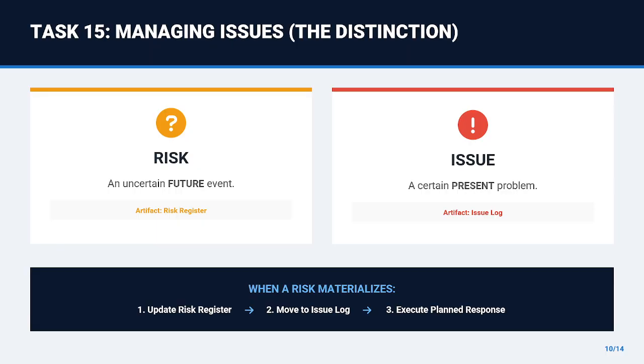Task 15 is managing issues. Pay close attention to the visual. The exam will try to trick you by confusing risks and issues. A risk is an uncertain future event. It goes in the risk register. An issue is a current problem that has already happened. It goes in the issue log. When a risk materializes, your process is to update the risk register, move the item to the issue log, and execute the planned response.